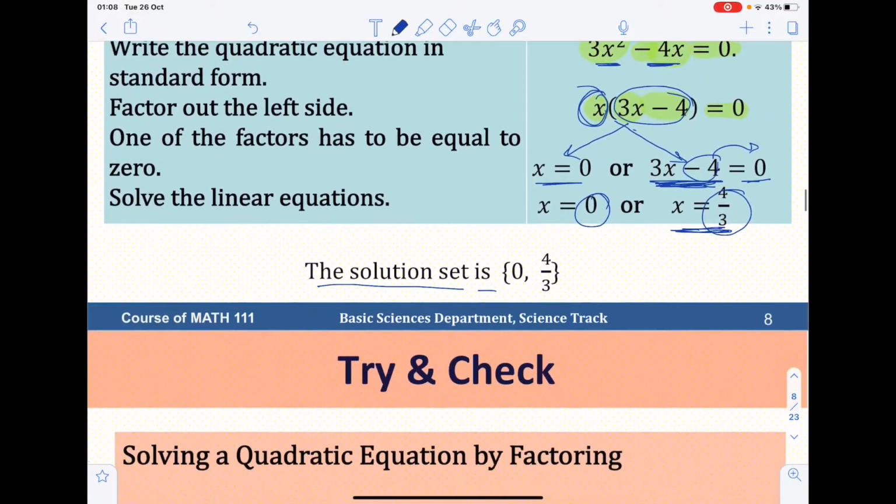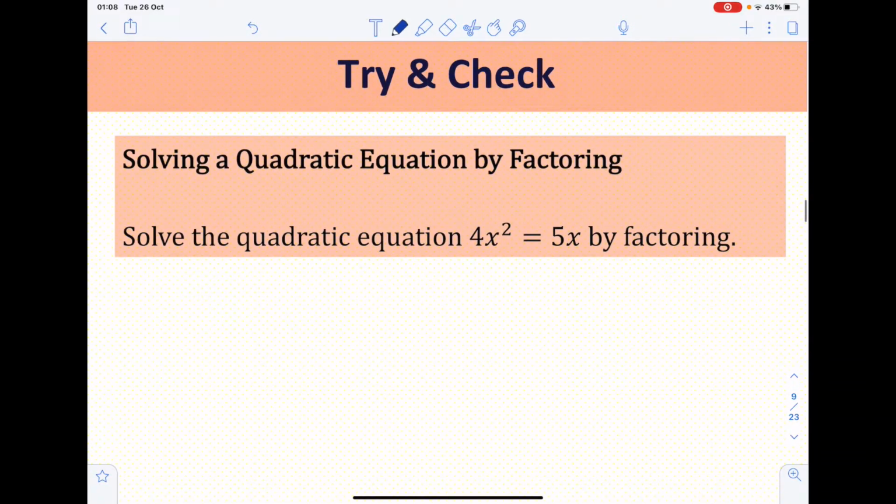Okay, we have another example, 4x squared equals 5x. So the same thing, I have two terms. I'm going to put them on one side. So 4x squared minus 5x equals 0. The second step is to see what I can do with the left side. Obviously, I can take x as a common factor. So I'm left with x times 4x minus 5 equals 0.